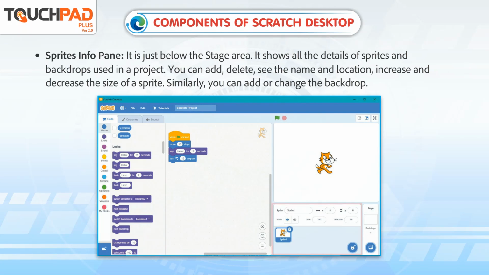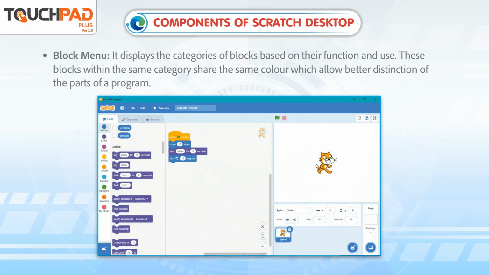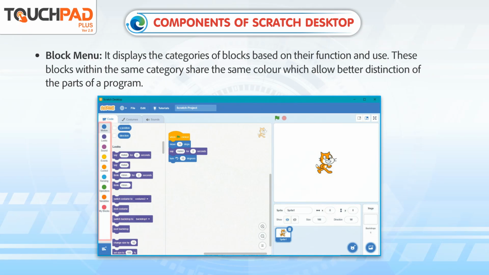Sprites info pane. It is just below the stage area. It shows all the details of sprites and backdrops used in a project. You can add, delete, see the name and location, increase and decrease the size of a sprite. Similarly, you can add or change the backdrop. Block menu. It displays the categories of blocks based on their function and use. These blocks within the same category share the same color, which allow better distinction of the parts of a program.